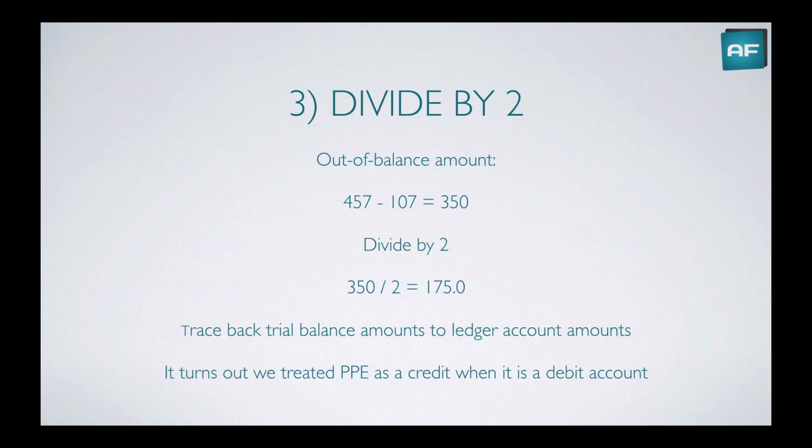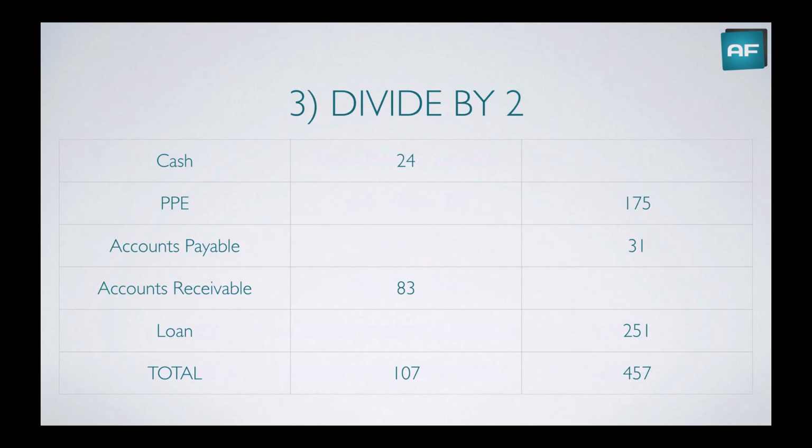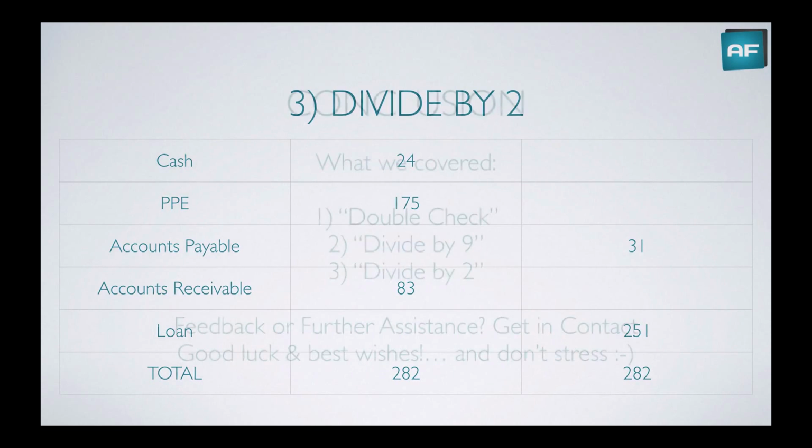We go back to our ledger accounts, trace it back to the trial balance, double check that we haven't treated anyone the wrong way. And it turns out that we treated PPE as a credit when it should have been a debit. So let's have a look at the before. Here was the before. We've got PPE as a credit of 175, when what we should have done is treated PPE as a debit of 175. And now suddenly, 282, our trial balance balances.